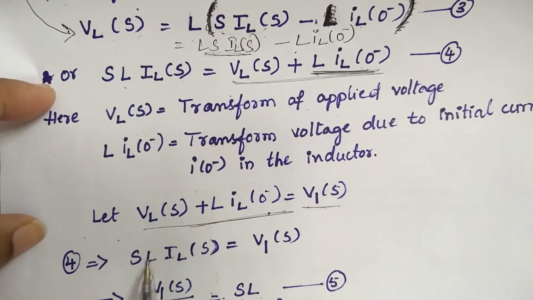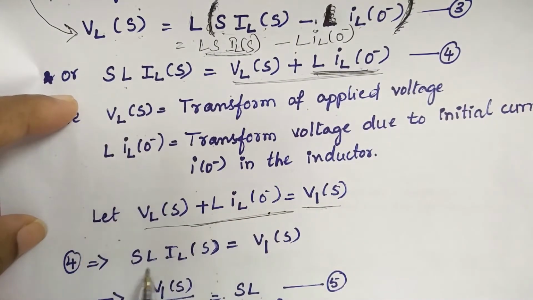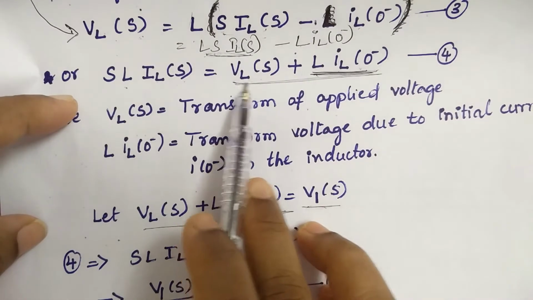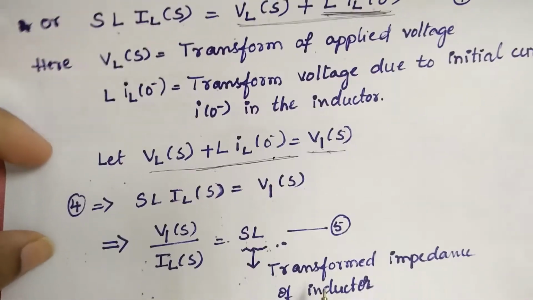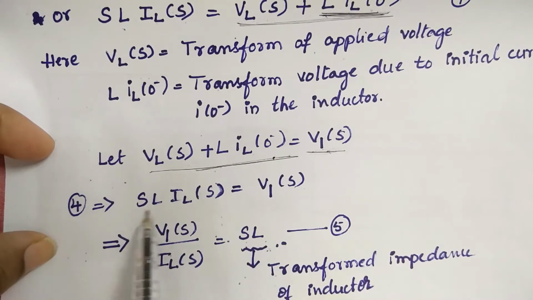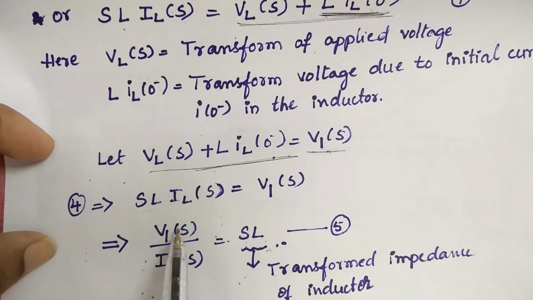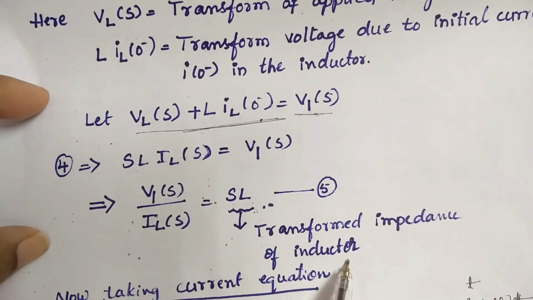Okay, so from this fourth equation, SL into IL of S is equal to V1 of S, because we have assumed it like that. Now take the ratio, simple. So V by I: V1 of S by IL of S is equal to what is left over here? SL. Since this is V by I, this SL is called the transformed impedance of the inductor.